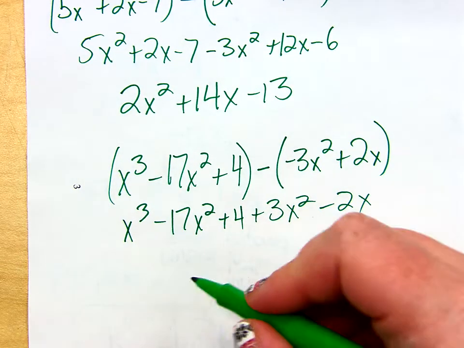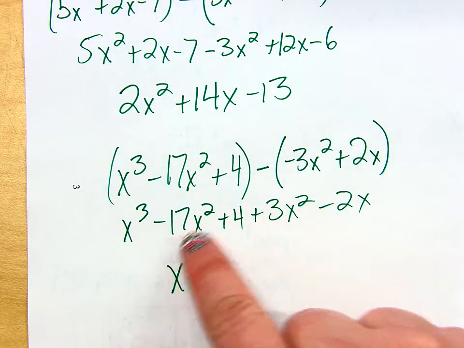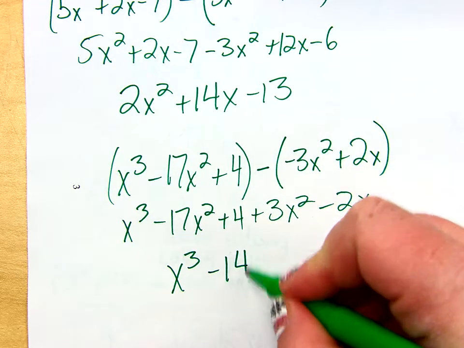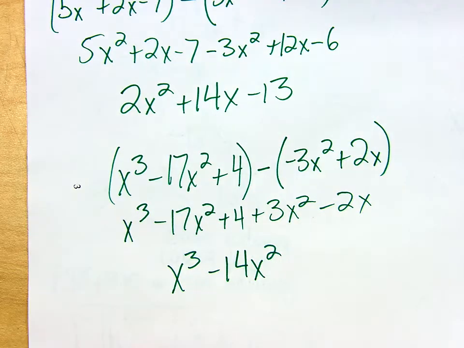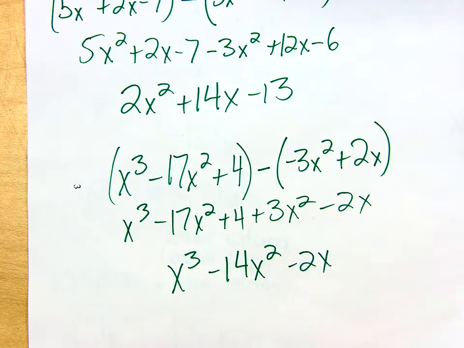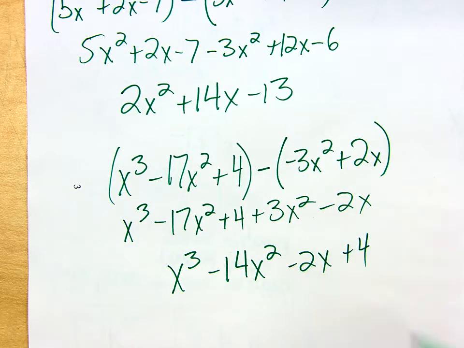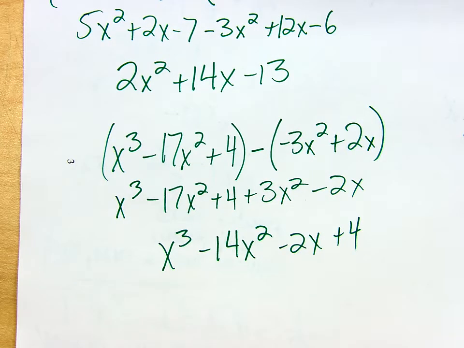Highest exponent is the third. There's no other ones. Then I go down to squared. There's 2. Negative 14x squared. Go down to x to the first. There's only one of them, so it just stays. And then just the numbers at the end, plus 4. It will already be in standard form as long as you started with the highest exponent and worked your way down. Right? And then my answer automatically is in it.